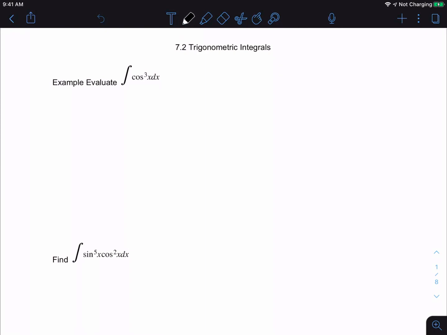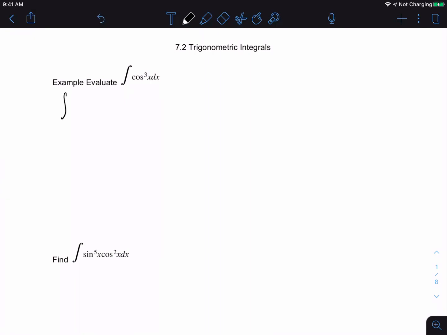And so I wanted to start off with a problem where we can use methods that we already know. With this problem here, the integral of cosine cubed, we can try to break this problem up in a way that might help us solve it. We have to get a little bit creative. Here's how we're going to do it.